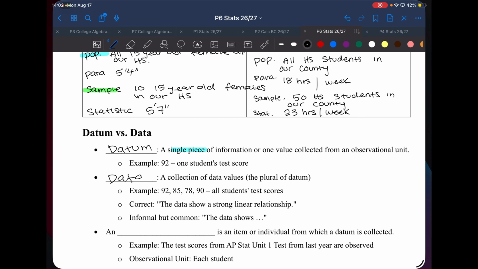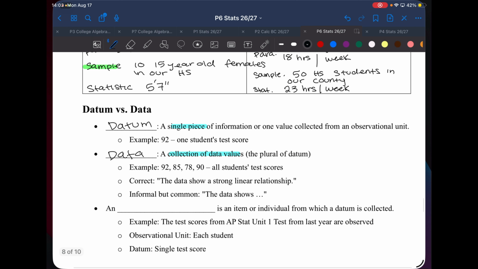Okay, data is a collection of data values or a collection of individual datums. So data is the plural word for datum. For example, if I was to ask all of you your last test scores and you all each gave me individual datums, your collective answer would be data. Okay. Then we have an observational unit. And this is an item or individual from which a datum is collected.